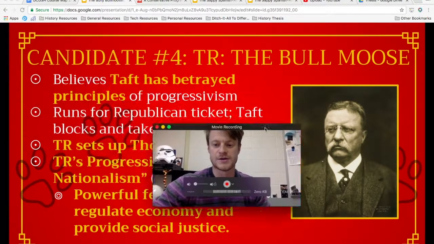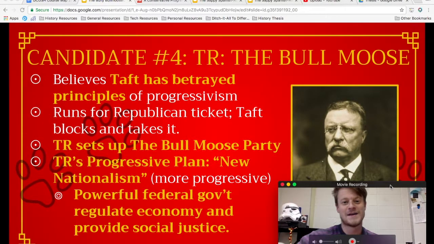Okay, which then brings us to candidate number 4. And you're like, wait, TR's already served 2 terms. No, he comes back again in 1912 to run as a third party. Because again, Taft is running as a Republican, which is what Roosevelt was before.